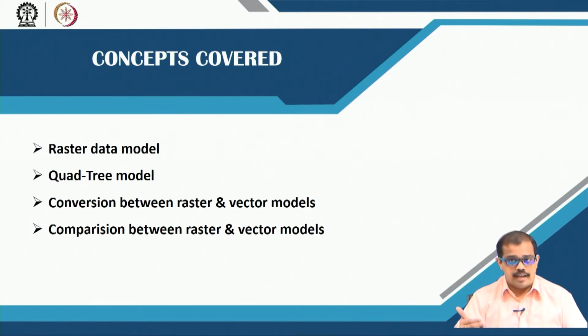How do you represent a raster data model? We will also look at a quad tree model. It is a type of raster data model, also called Q tree or quad tree. So, we will look at this kind of model. How do you convert between raster and vector data models? You can always convert a raster model into a vector model and a vector model into a raster model. We will look at how that is done, and lastly we will end this class with a comparison between raster and vector.